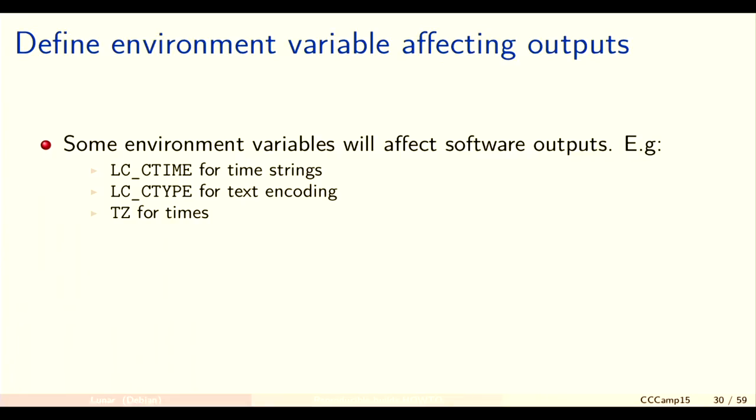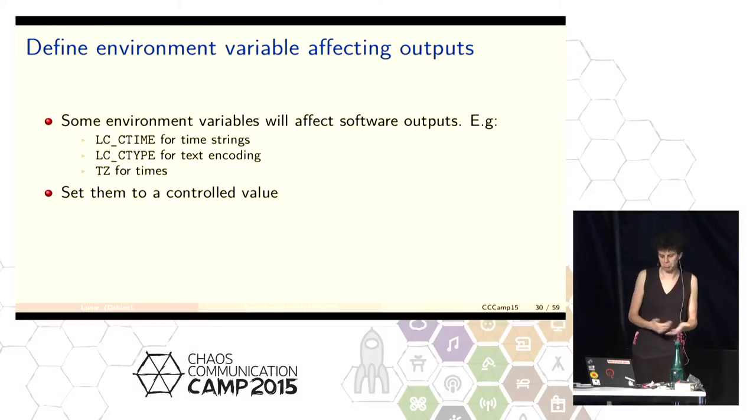There are other environment variables that might be affecting the output, like LC_TIME will change the time string, LC_CTYPE will change the text encoding, TZ will affect time because it's the time zone. If you notice any software that gets affected by changing these values, just in your build system, set them to a canonical value.